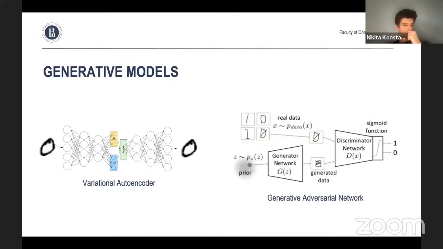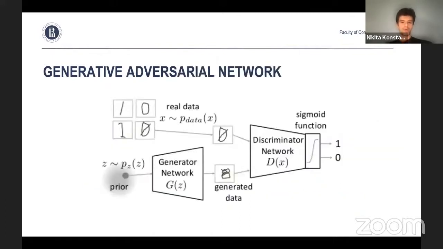Here we can see two major approaches for deep learning generative models: variational autoencoders and generative adversarial networks. In this work, we apply generative adversarial networks. However, in the process of research, we also tried variational autoencoders, and they showed less performance for this task. What about generative adversarial networks? Let's talk about how they work. They consist of two neural networks, the generator and the discriminator.